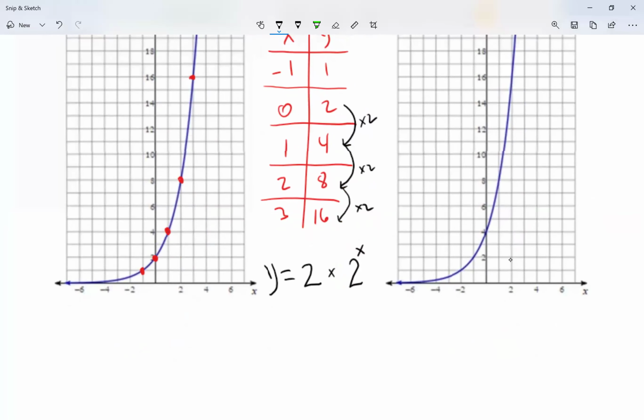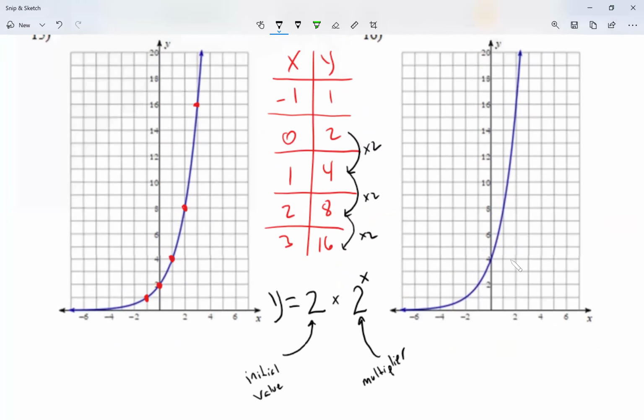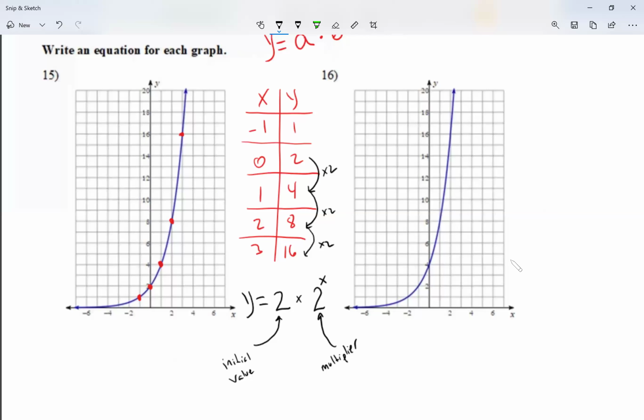A couple of things I want to label here. This number is my initial value, and this other number here is my multiplier. Because my graph is going up, I expected my multiplier to be more than 1. So it works. By coincidence, it's the same value on both. Don't expect it all the time.